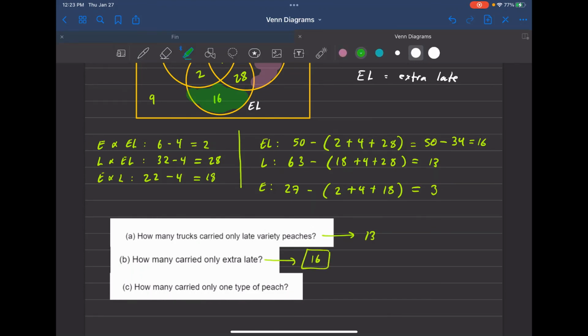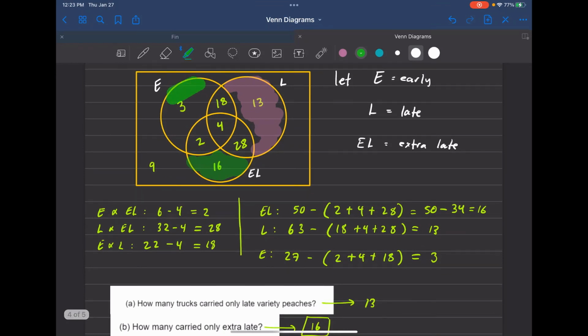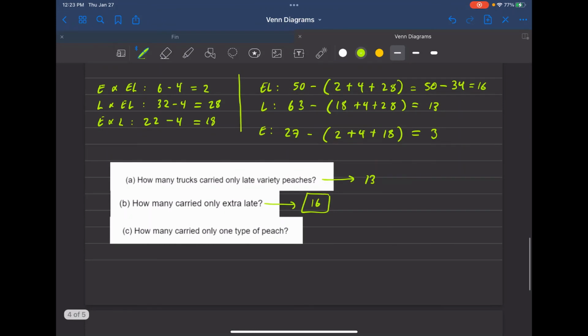And finally, based on the picture, how many carried only one type of peach? Well, we know this region carried only one type, this truck. This carried also one type, and this carried also one type. And everything else kind of carried a combination of either 2 or 3. Therefore, it's just going to be 3 plus 13 plus 16. So how many carried one type? 3 plus 13 plus 16. And that sums up to 32. So 32 trucks carried only one type of peaches.